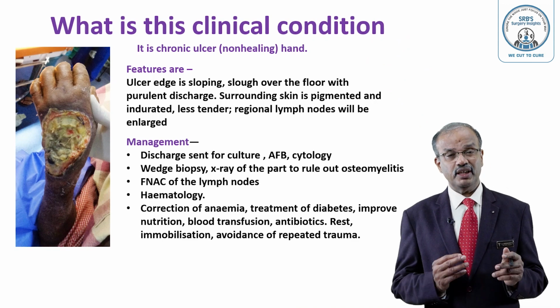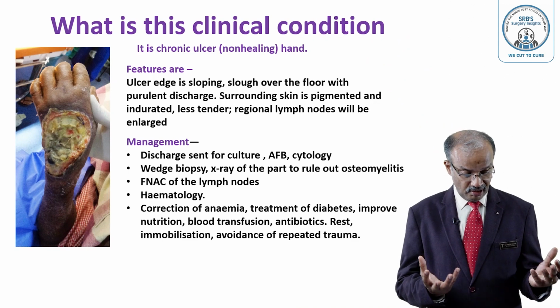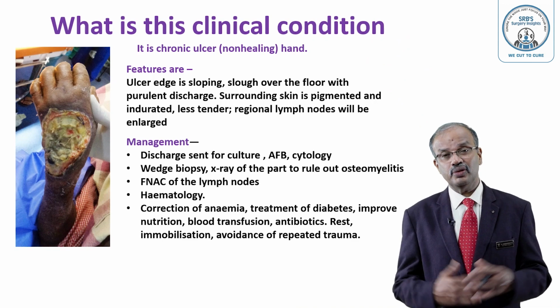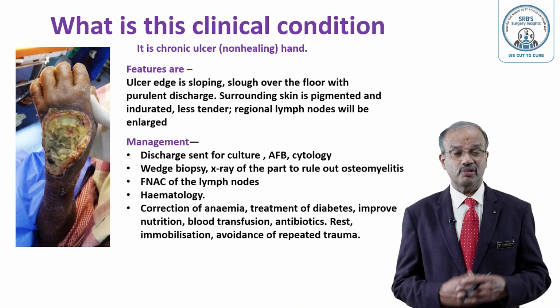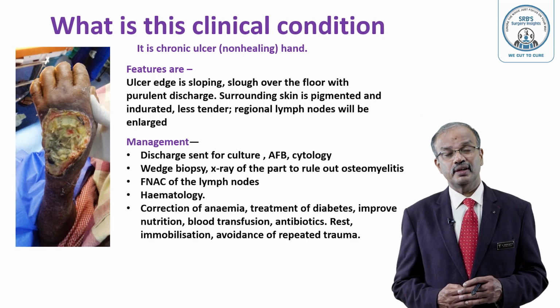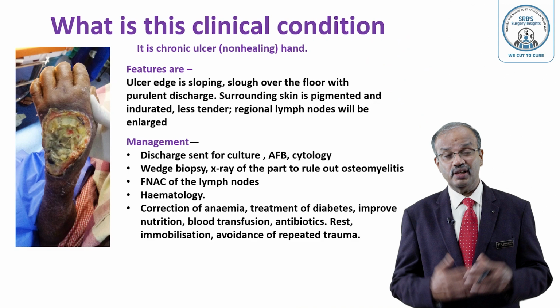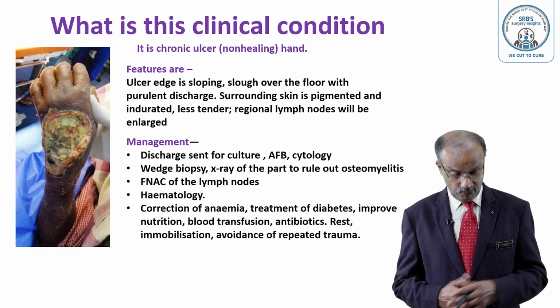So what is the management? Here you can see it is over the wrist; we don't know about the joint, so we have to assess the joint. You have to send the pus for culture, and you have to check the circulation. You may have to do arterial Doppler, venous Doppler, both.